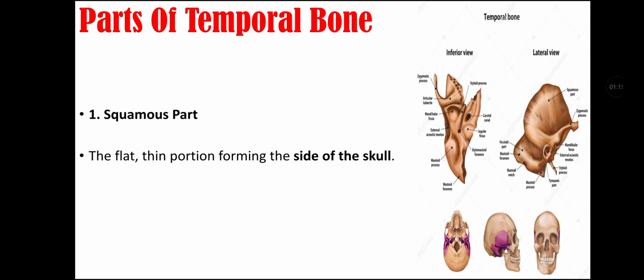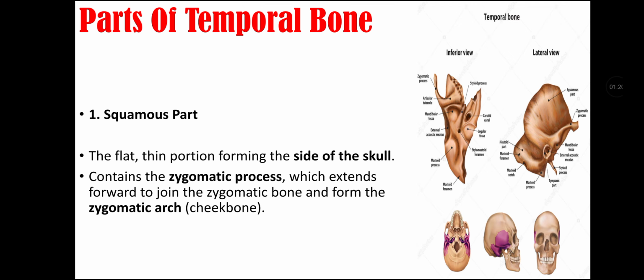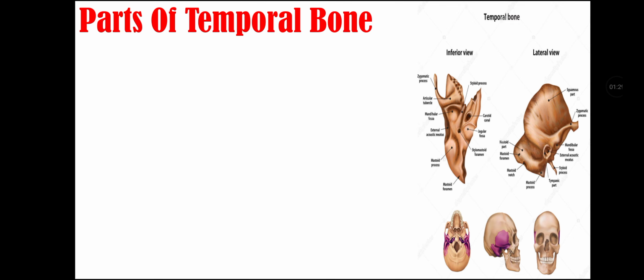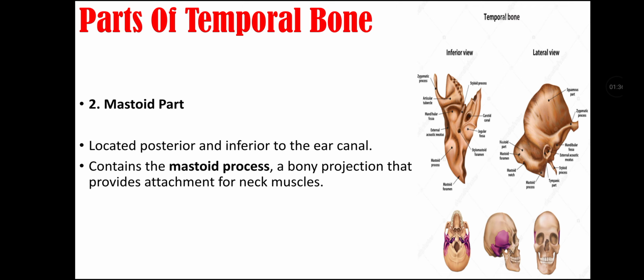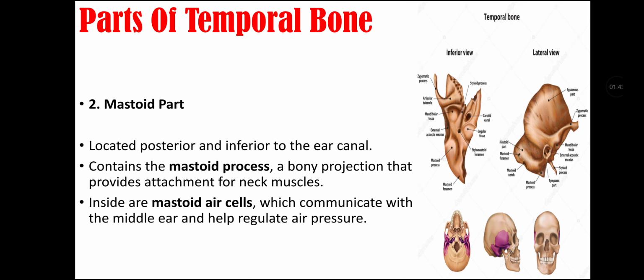First part is the squamous part, that is a flat, thin portion that forms the side of the skull. It contains the zygomatic process which extends forward to join the zygomatic bone and form the zygomatic arch, that is the cheekbone. Second part of temporal bone is the mastoid part. It is located posterior and inferior to the ear canal. It contains the mastoid process, that is a bony projection that provides attachment for the muscles. Inside there are mastoid air cells which communicate with the middle ear and help regulate ear pressure.